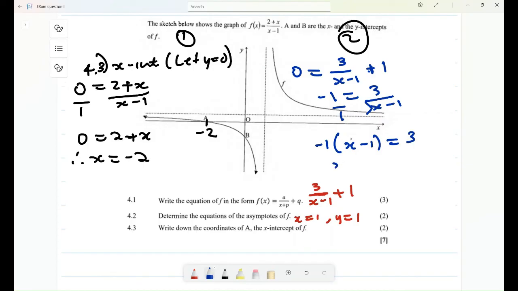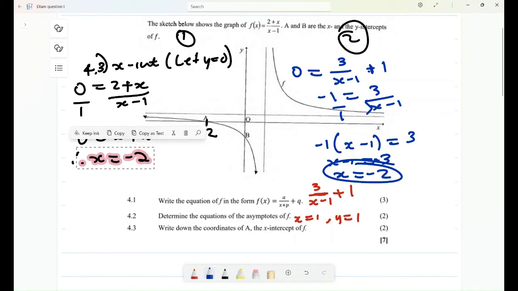Then I divide by negative 1. I divide by negative 1 here. It's going to be what? X minus 1 is equal to negative 3. Therefore, when I take this one to the other side, it's going to be negative 3 plus 1, which is negative 2. So you can see the answers are the same.